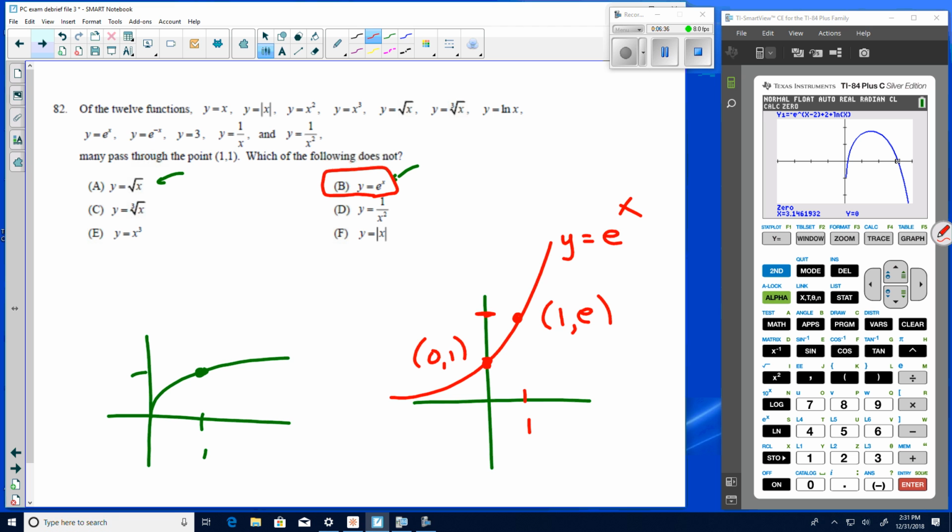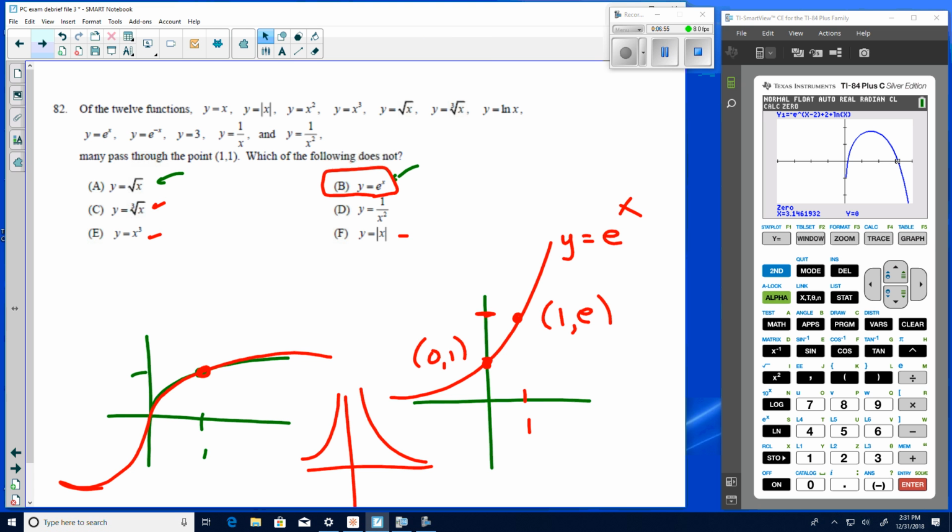The cube root function, very similar to the square root function, looks like that. Okay, it goes through 1, 1. The 1 over x squared, we looked at that, that certainly goes through 1, 1. Y equals x cubed does, and the absolute value does. So the one that does not is the exponential, choice B.